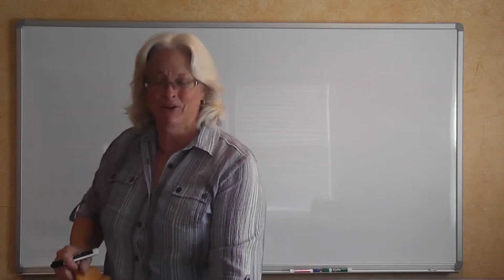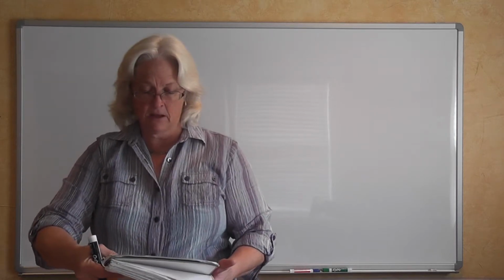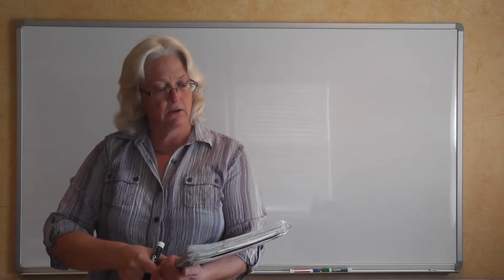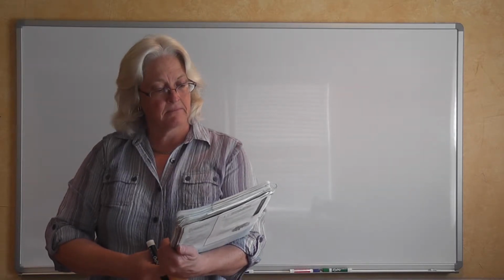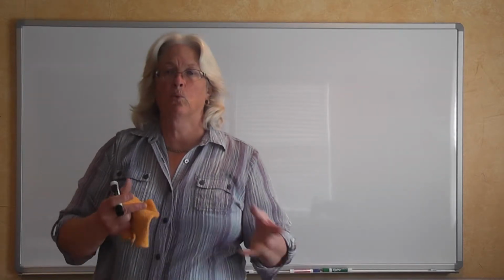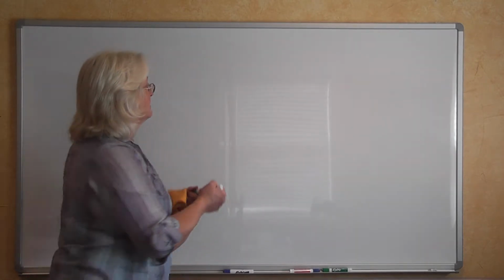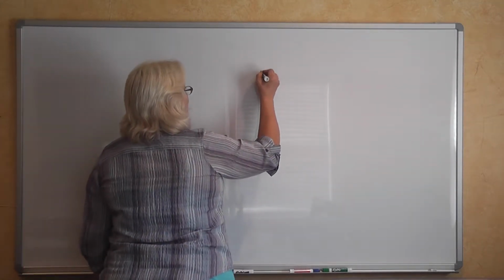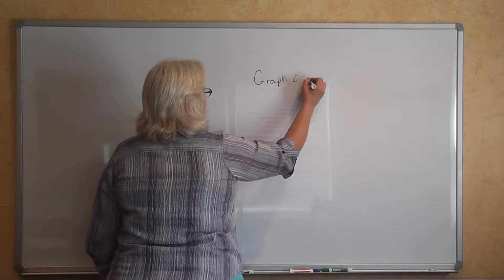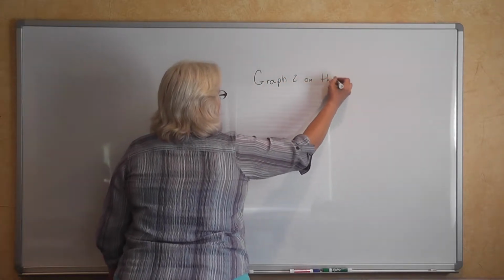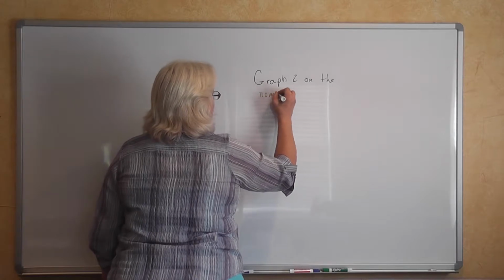Now, let me look at this book and see what else I want to say. Positive numbers. Okay. What they're going to ask you to do is they're going to say graph 2 on the number line.